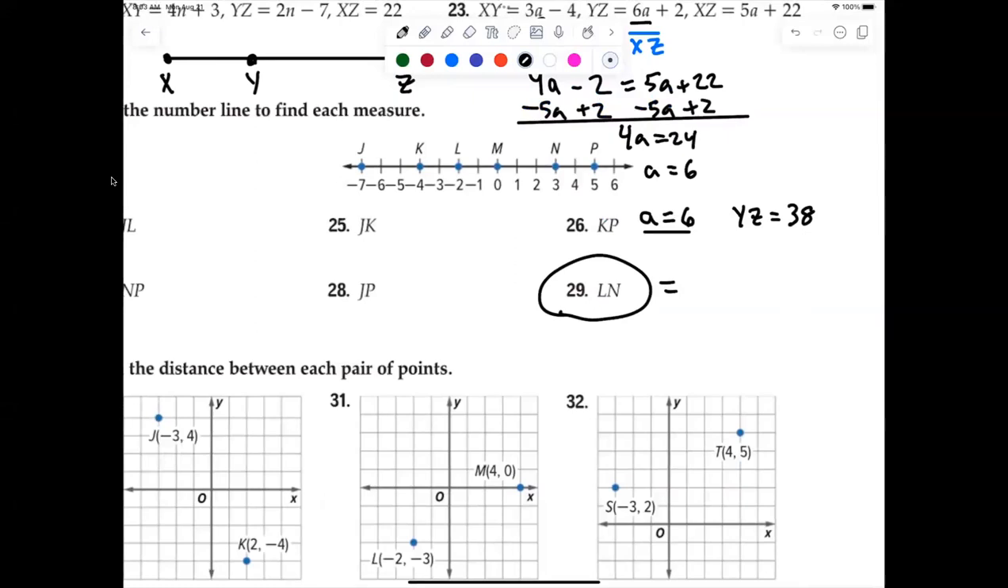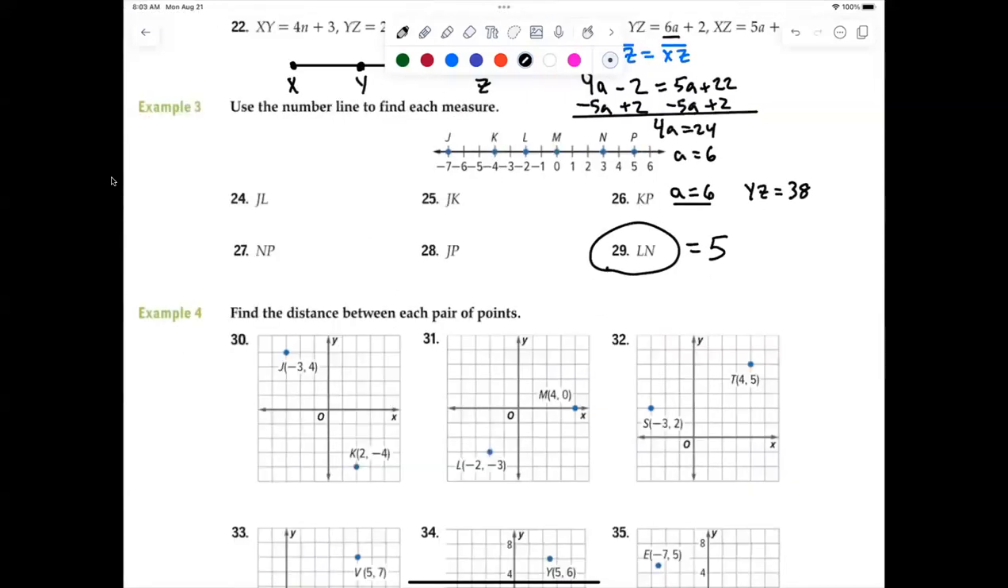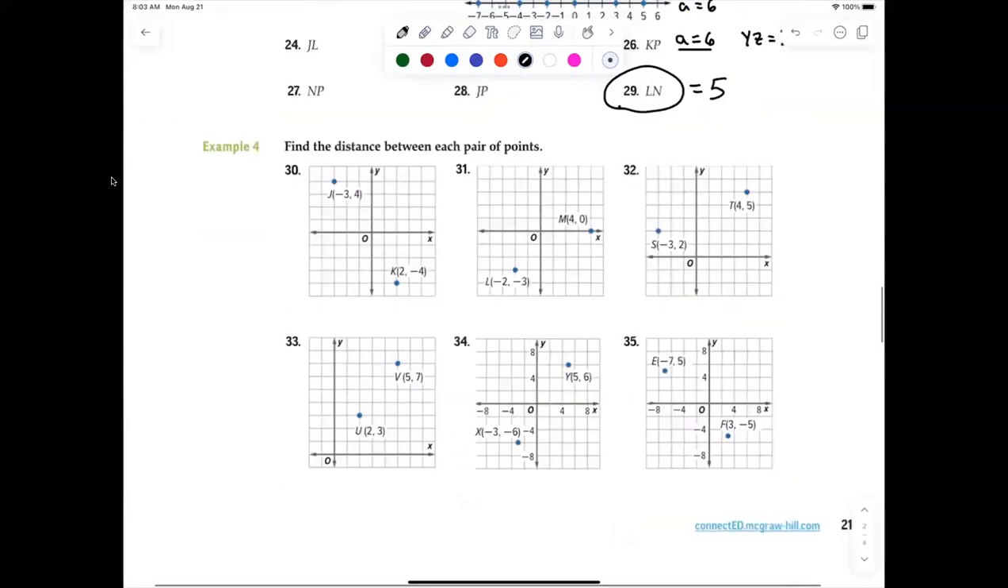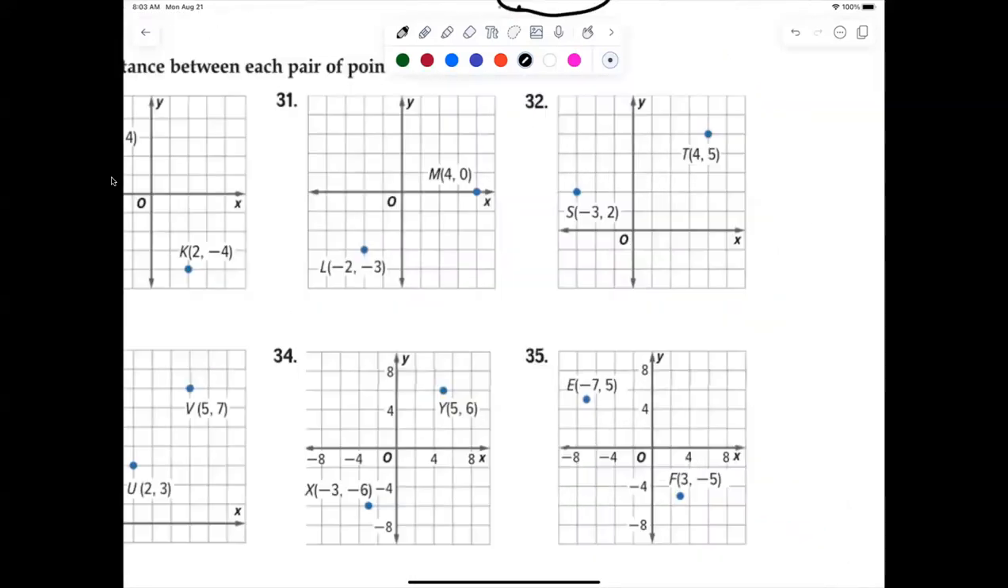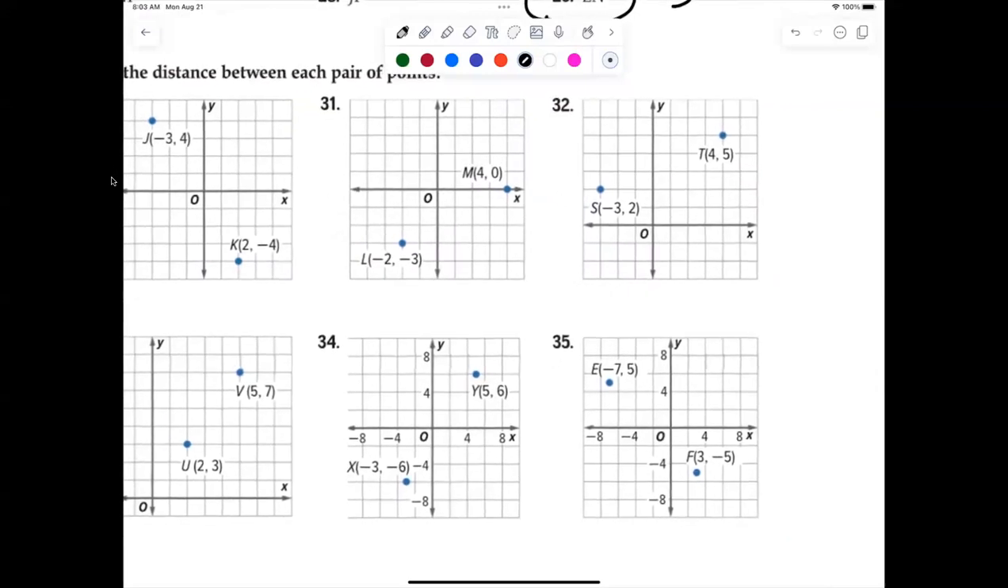All right. Find L, find N. Tell me the distance between L and N. That's what? 5. Easy as that. All of those questions are easy. Just take your time. Find the distance between the two pairs of points. I don't care if you draw the line, but I prefer that we don't draw the line.